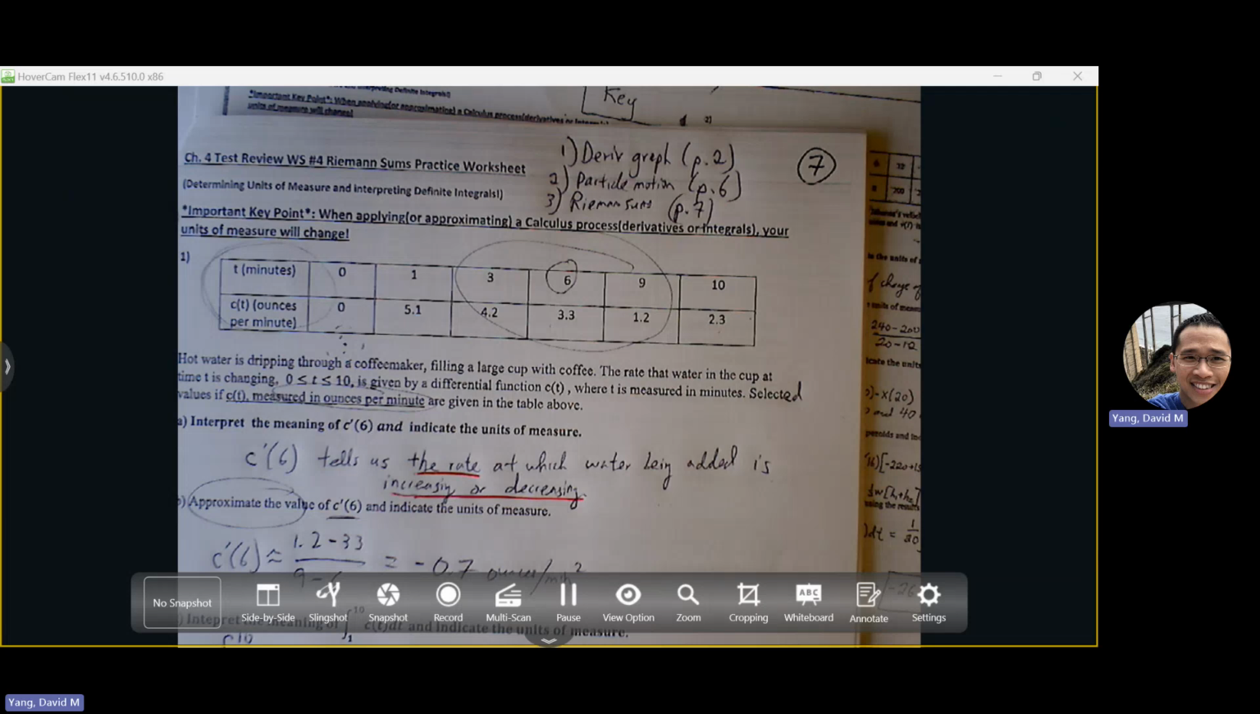Okay, put away your phones. Again, your homework is from the new unit, page 1 and 2.